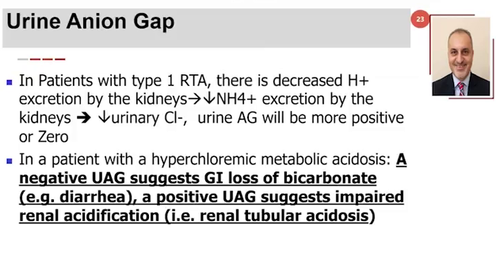Those patients who have a distal RTA do not have the capacity to excrete the excess amount of hydrogen ion. For that reason, the NH4Cl will not be high, it will be low, and that will result in a positive anion gap. So a negative urine anion gap suggests that you have a GI loss of bicarbonate. If you have a positive urine anion gap, it indicates that you have a renal tubular acidosis. The hyperchloremic metabolic acidosis is something that you can use bicarb for if you need.